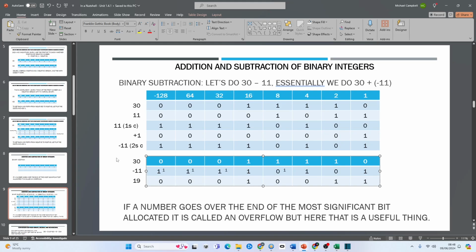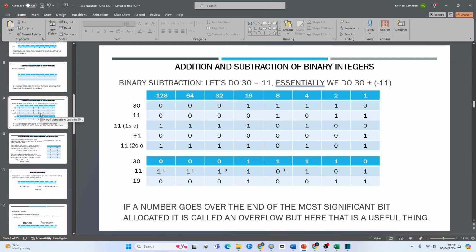And obviously a number that goes over the end is called an overflow. But in fact, that's useful in this case because it knocks a 1 that we don't want out of the equation. And then we're left with 19, which is 30 minus 11. So the binary math works with 2's complement. If you want to subtract, you just add the number as a negative version. There we go.